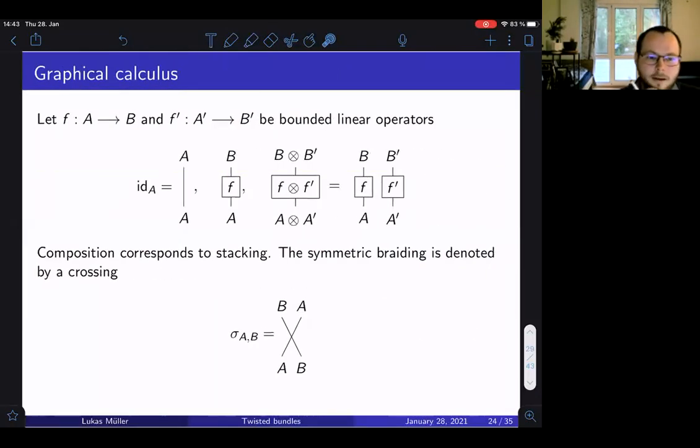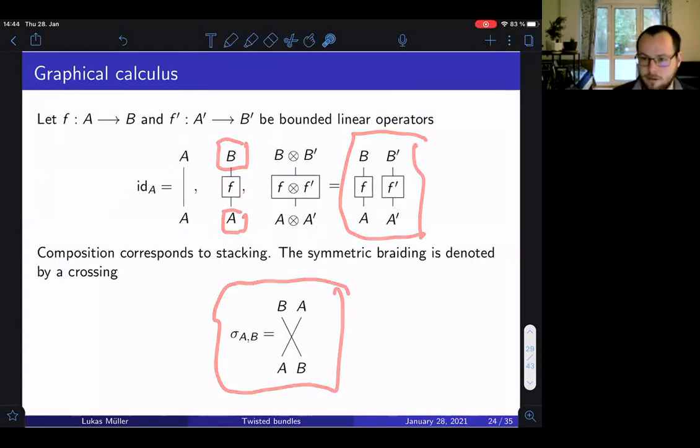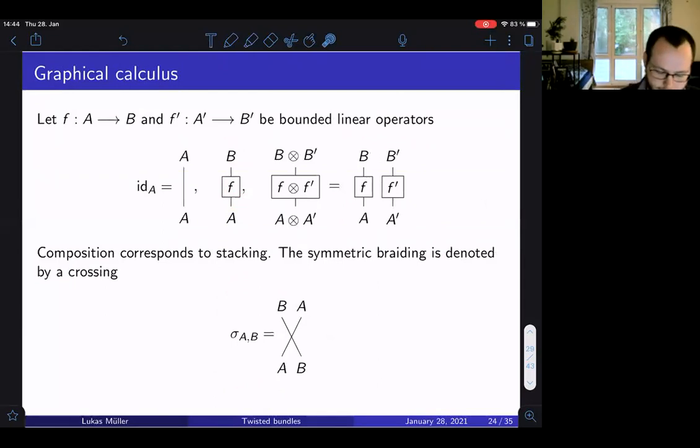Okay, before I can tell you what the regularized Frobenius algebra is, I need to recall the graphical calculus. Just to simplify some formulas, I use the graphical calculus for Hilbert spaces. So for a bounded operator, I just draw a line, and then I put a box and write f. So f is the bounded operator, and this goes from A to B. For the tensor product, I just write them next to each other, and I use this crossing to denote the usual crossing in Hilbert spaces.